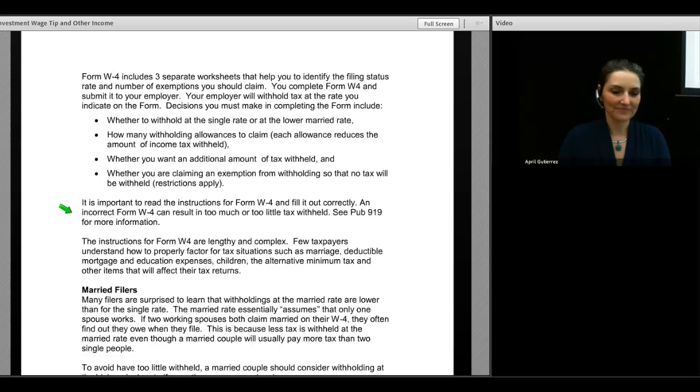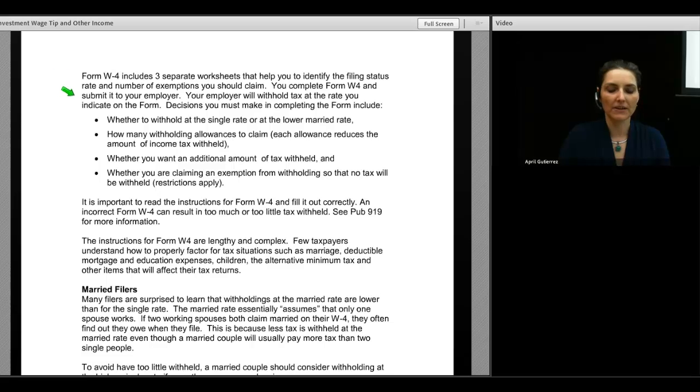Moving on. So Form W-4 includes three separate worksheets that help you identify the filing status, rate, and number of exemptions you should claim. You complete Form W-4 and submit it to your employer. Your employer will withhold tax at the rate you indicate, and decisions need to be made when you're completing it. These include whether to withhold at a single rate or at the lower married rate, how many withholding allowances to claim, because each allowance reduces the amount of tax being withheld, whether you want an additional amount of tax withheld, and whether you are claiming an exemption from withholding so that no tax will be withheld. Restrictions apply if you want to do that.